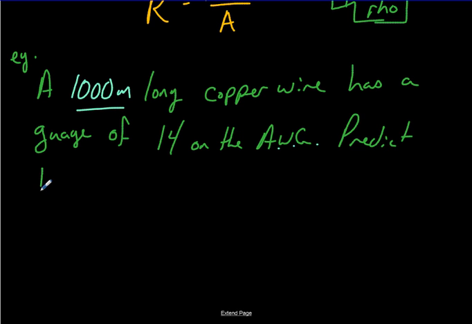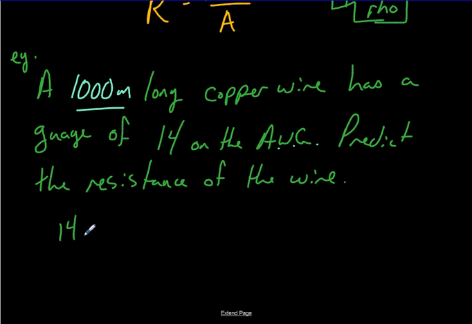Predict the resistance of the wire. Okay, so we had to go to a handy lookup chart, and we found out that 14 AWG is equal to 2.08 millimeters squared in terms of cross-sectional area.